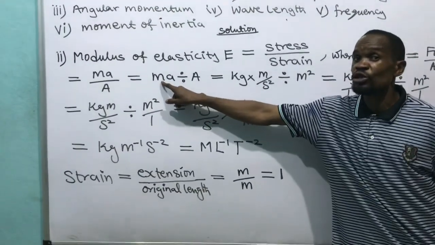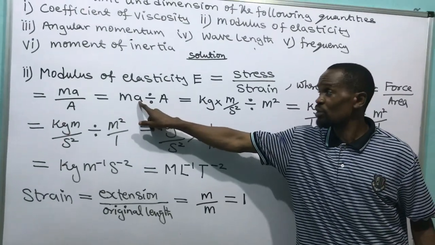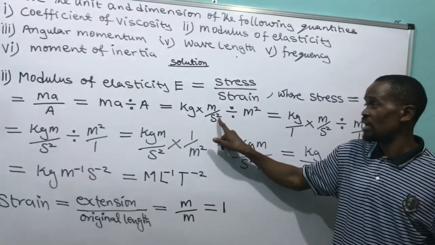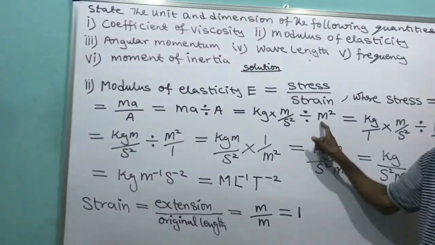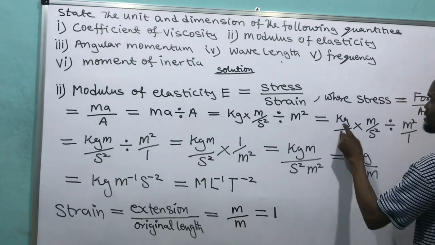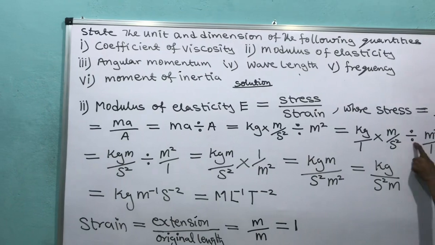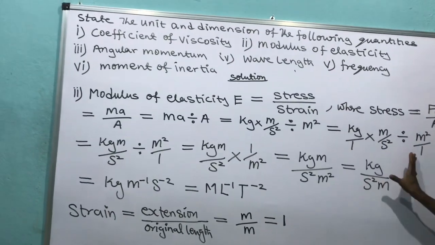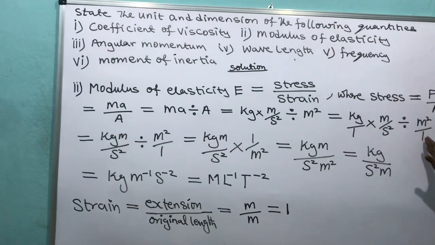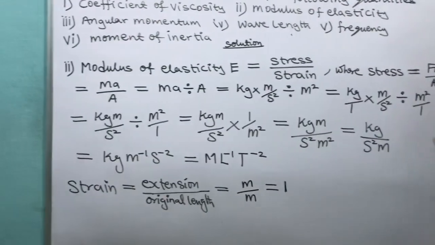What's the unit of mass? Kilogram. What's the unit of acceleration? Meter per second square. Then divide by the unit of area, meter square. This can be written as kilogram over 1 times meter per second square, divided by meter squared over 1. I'm writing them in fractions so that you understand them. Then anything divided by 1 is that thing.